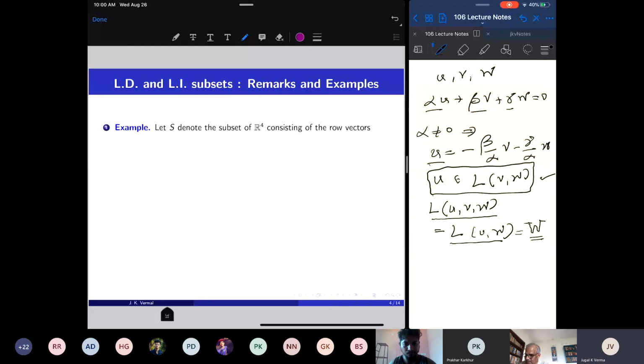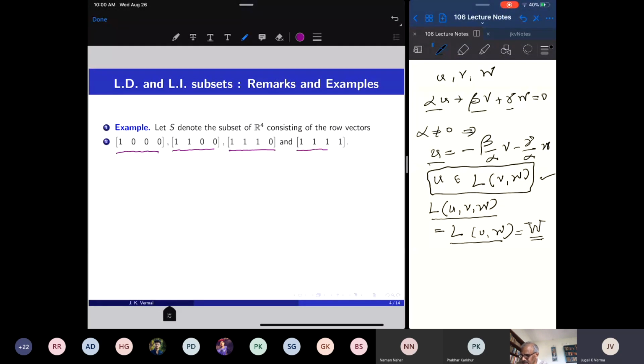Let's look at another example. Let S denote the subset of R4 consisting of the following row vectors. This is my row vector, which is the analog of e1: this is e1 transpose. This is (e1 plus e2) transpose. This is (e1 plus e2 plus e3) transpose. And this is the transpose of the sum of the 4 basic column vectors.